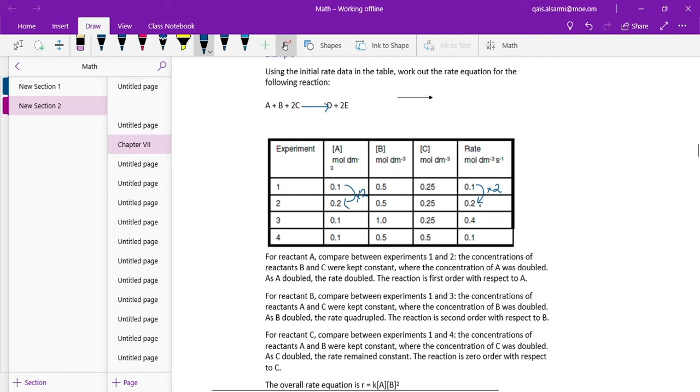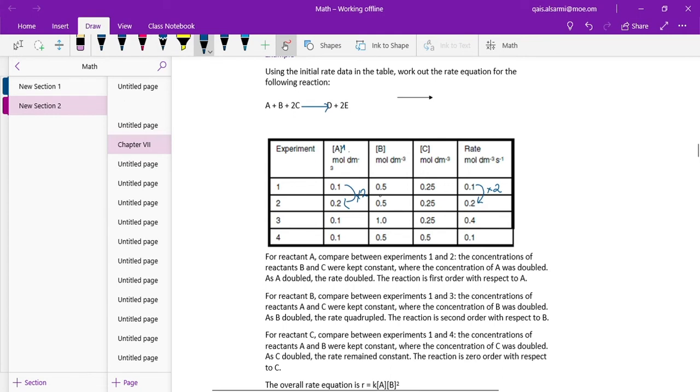0.2 over 0.1, you'll get 2. So when A is doubled, the rate is doubled. Therefore, what's the rate order with respect to A? It's first order. Yes, that's right.